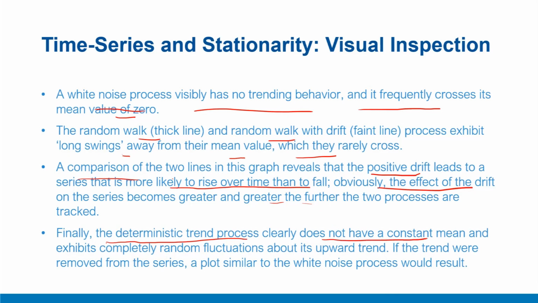Lastly, we also recall that we saw visually the deterministic trend process, and we noted that it does not have a constant mean, but the fluctuations were around the upward trend. So the mean was increasing secularly upward, and those fluctuations were around that upward trend. And if this trend were removed from the series, a plot very similar to a white noise process would be obtained. In the next few videos, we'll try to understand tests of non-stationarity, or what we often call unit root tests.